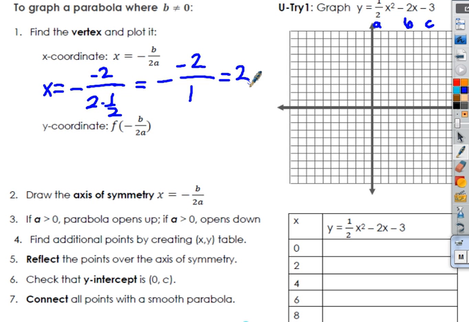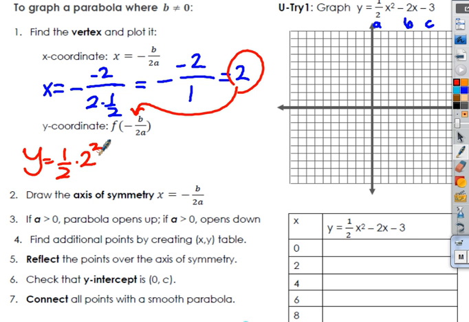After finding the x vertex, we are now going to find the y vertex, the y coordinate of the vertex. We will take this value 2 and substitute it into the equation to find the y value. So our y value will be equal to 1/2 times 2 squared, which is x squared, minus 2 times x, which is 2, minus 3. Let's evaluate that.